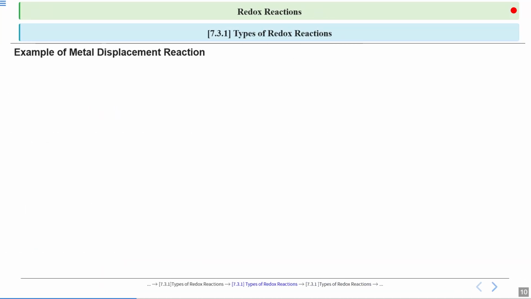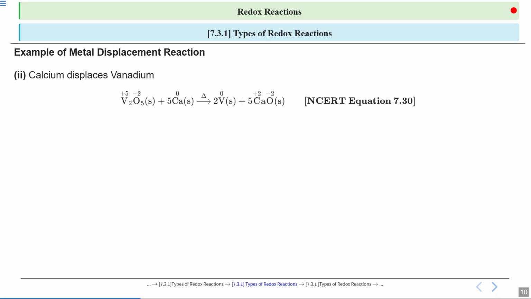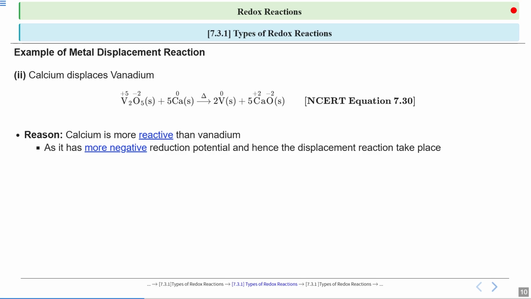Now another example is calcium displacing vanadium. Here you will find the reaction V2O5 plus 5Ca gives 2V plus 5 calcium oxide. In this reaction, vanadium is existing in +5 and calcium in 0, and then calcium is in +2 while oxygen is in -2. Again, calcium is more reactive than vanadium, as it has more negative reduction potential, and hence the displacement reaction would take place.